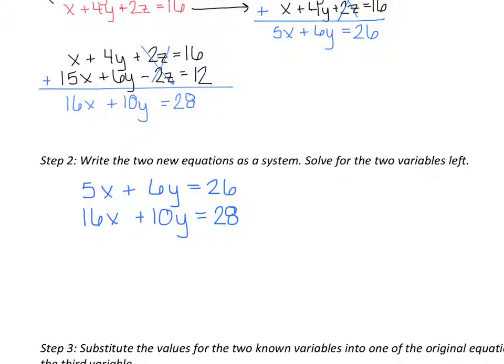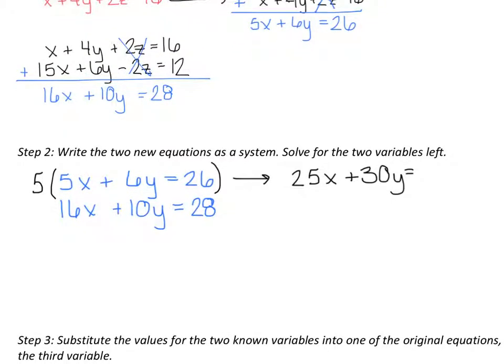Positive. So what do we need to multiply 6 by to get positive 30? We're going to multiply it by 5. What does that give us? That gives us 25x plus 30y equals 26 times 5. What is 26 times 5? I don't know, it's way too much work. Find it out. 130.